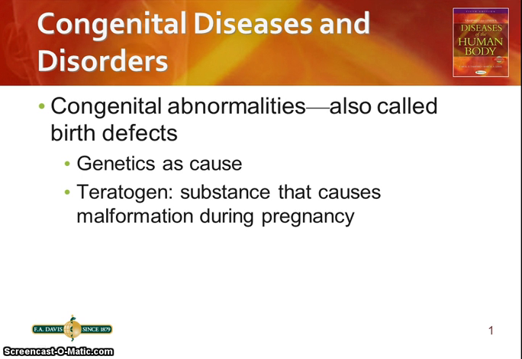Genetics are the cause or substances that influence genetics. And I wish we had more time in this class to talk about a subject called epigenetics. Hopefully I'll touch on it later on, but don't worry about it now. Let me just have planted the epigenetic seed. A teratogen is a substance that causes malformation during pregnancy, and this, of course, can lead to a birth defect.